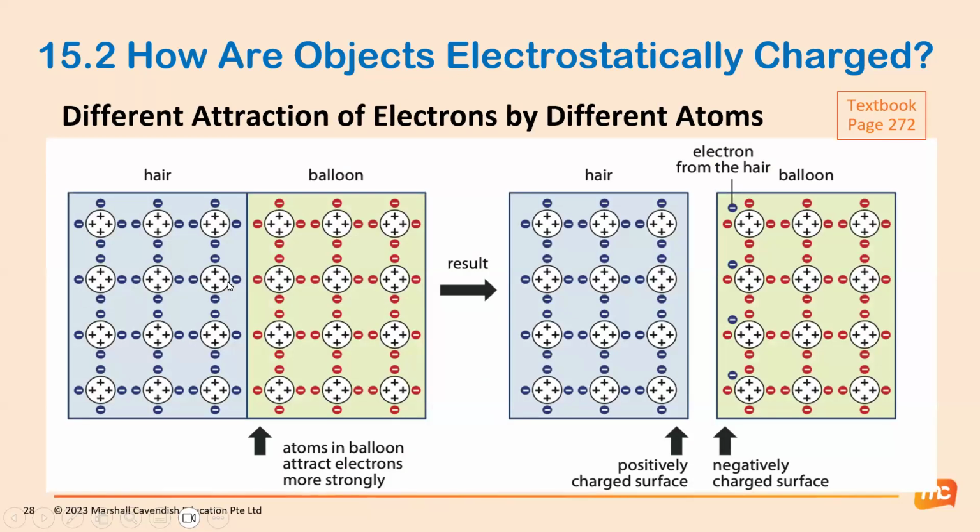Now look at this diagram. It shows the structure of the atoms in hair and balloon before rubbing. You can see that there are 4 plus and 4 minus for each atom in the hair, and similarly 4 plus and 4 minus for each atom in the balloon. So we say that the hair and balloon in the original state are neutral. But the balloon has a stronger attraction for electrons.